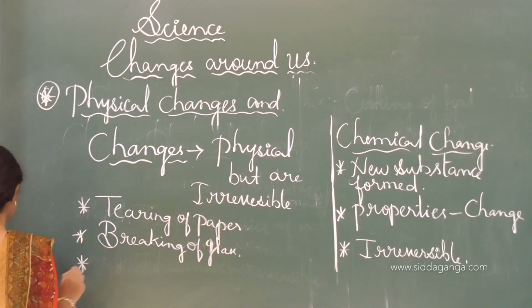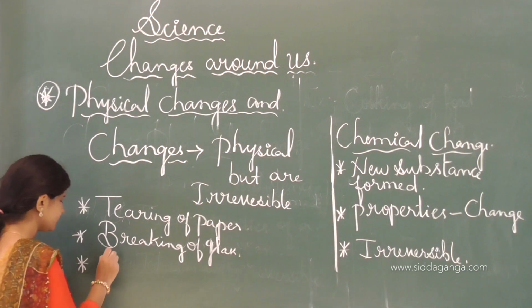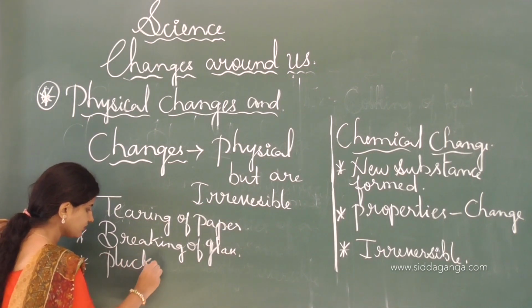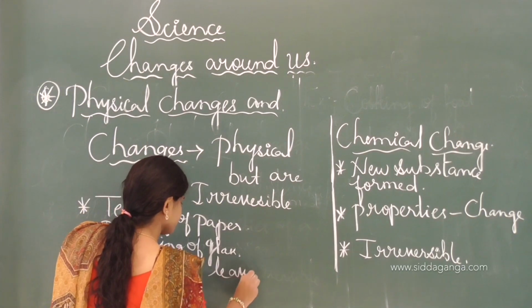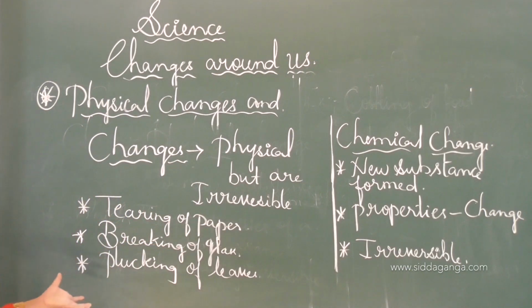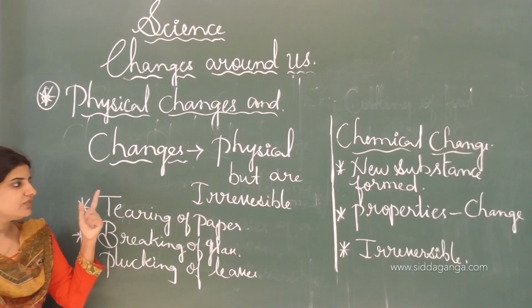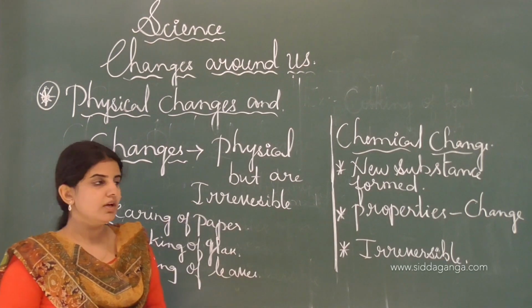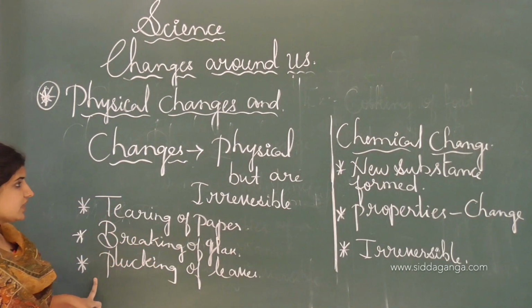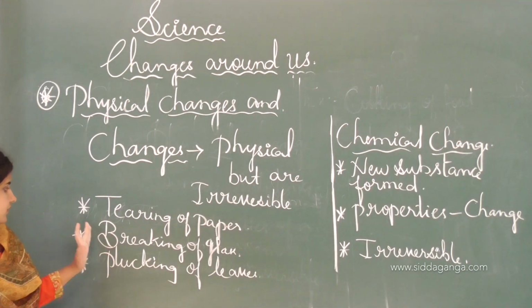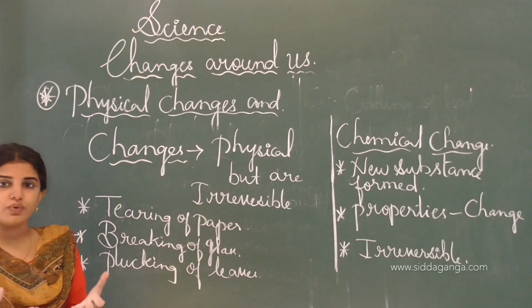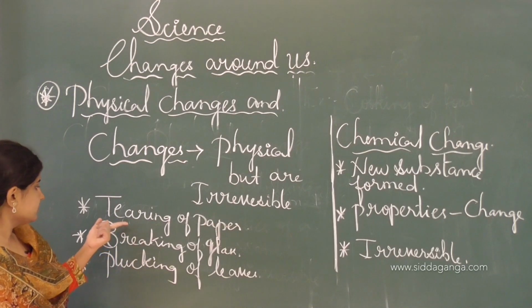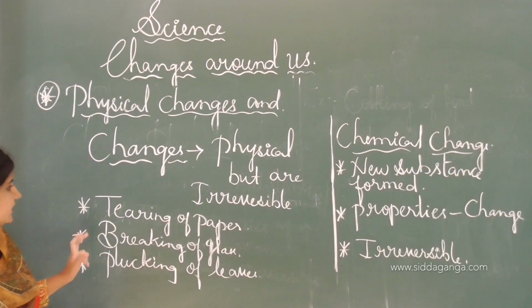and next, plucking of the leaves. These are some changes which are physical but irreversible in nature. We can't go back to the original size or original place. Such changes are called physical but irreversible changes.